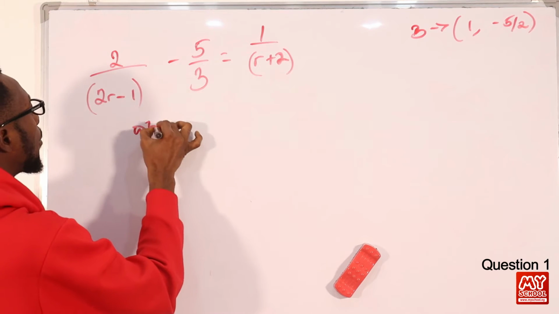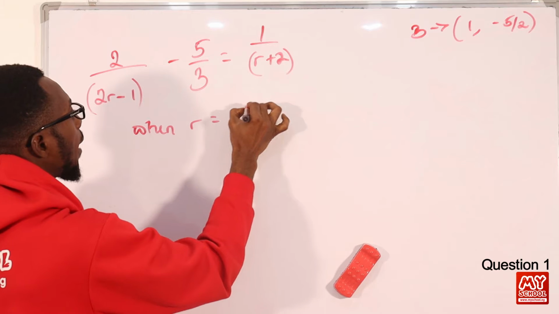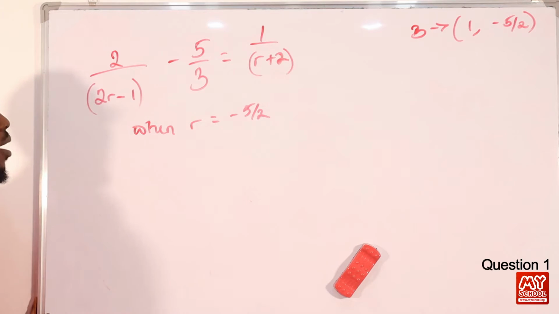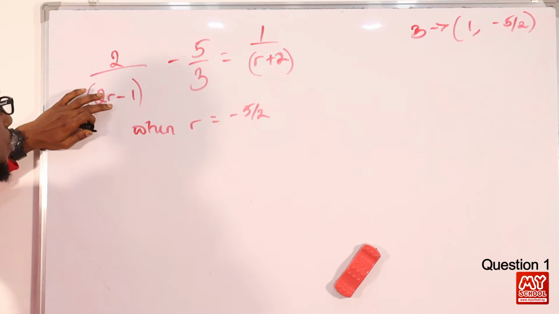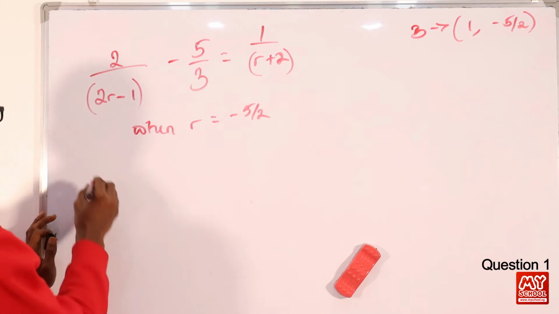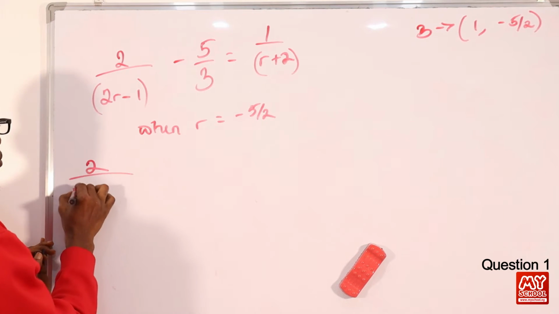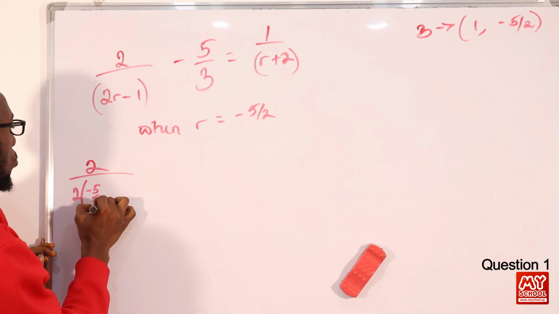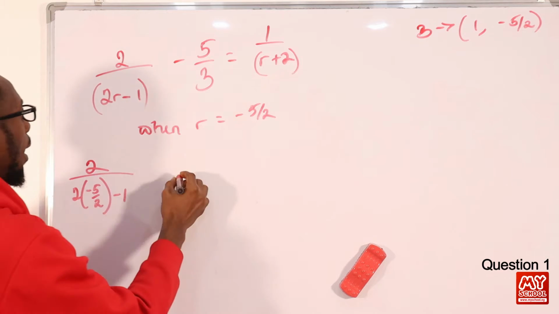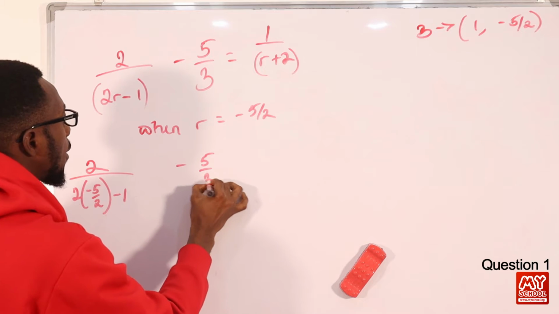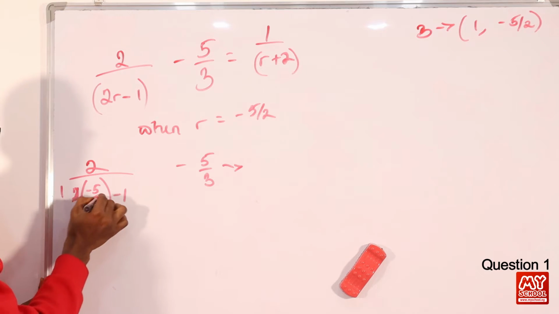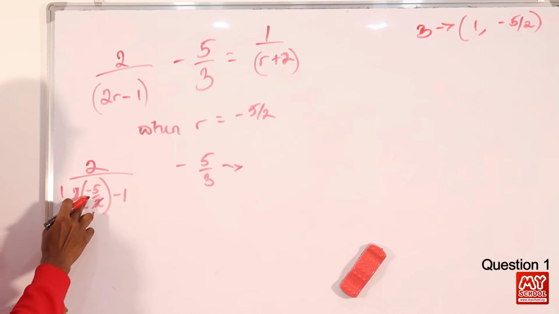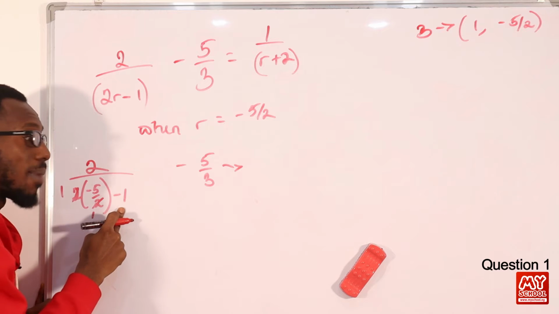So when r equals minus 5 over 2, let's see if it's going to give me this. Right here I have 2 over 2r minus 1, so that will be 2 over 2 into brackets minus 5 over 2, minus 1. Then I have minus 5 over 3. Let's solve that. So I should have 2 here 1, 2 here 1. So I have minus 5 times 1, that is minus 5. So I have minus 5 minus 1, that is minus 6.